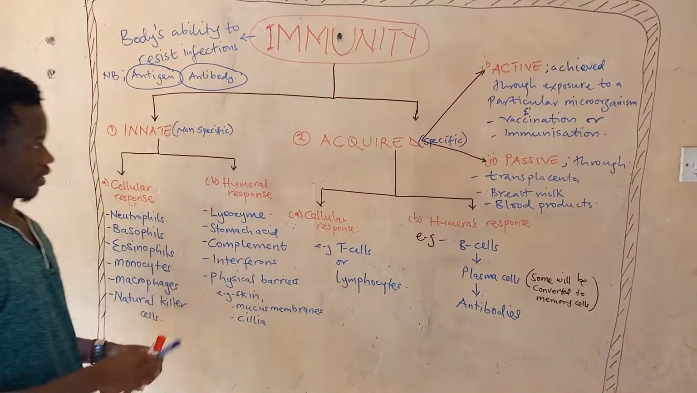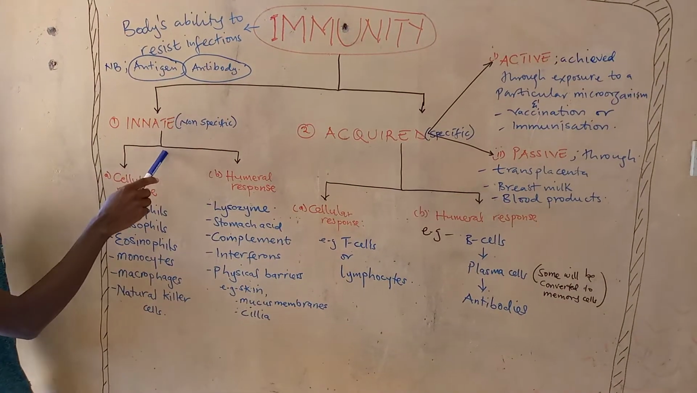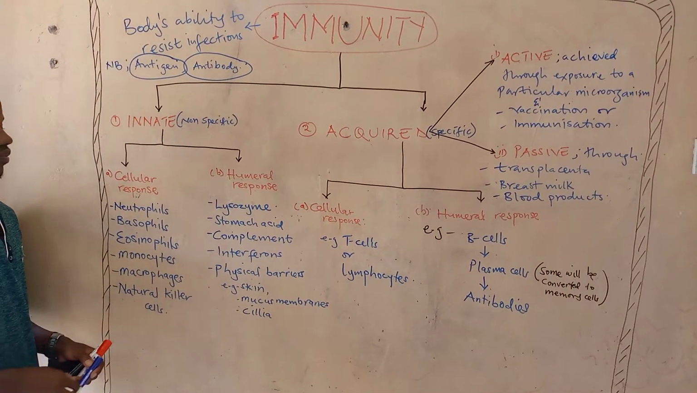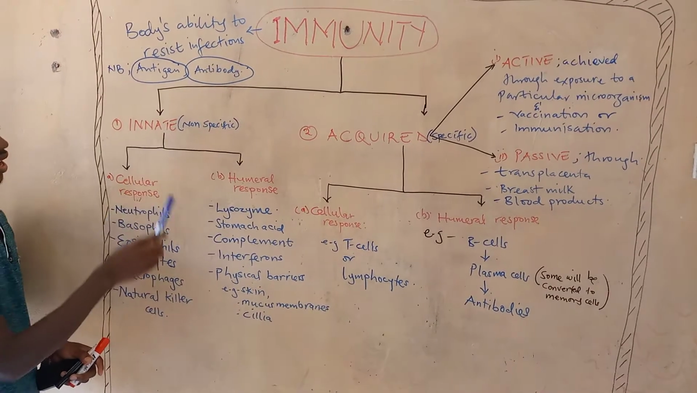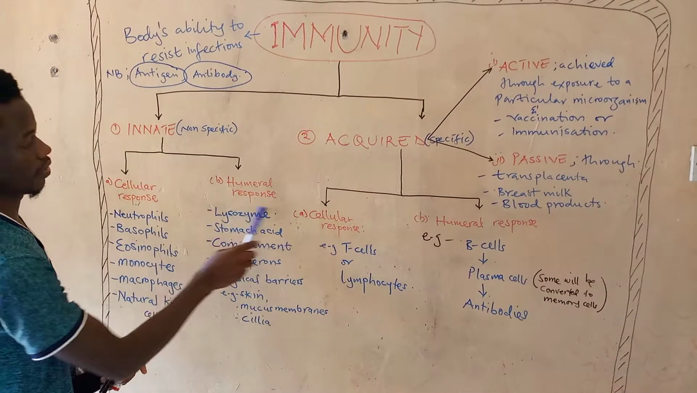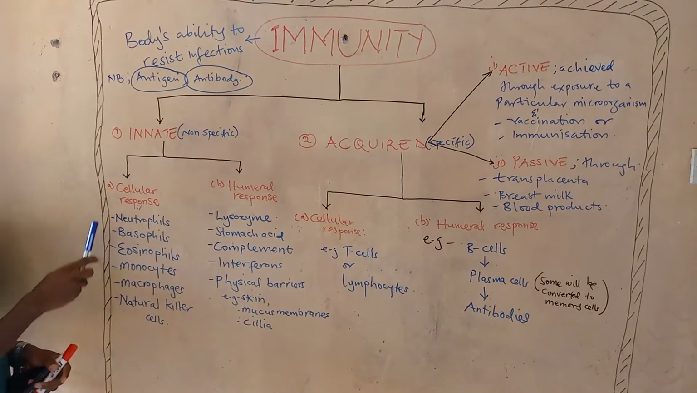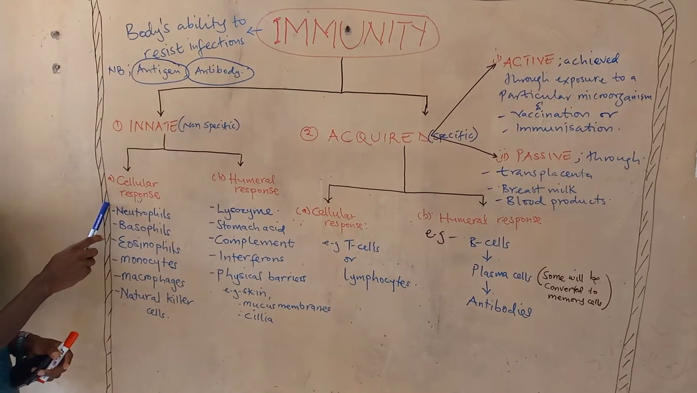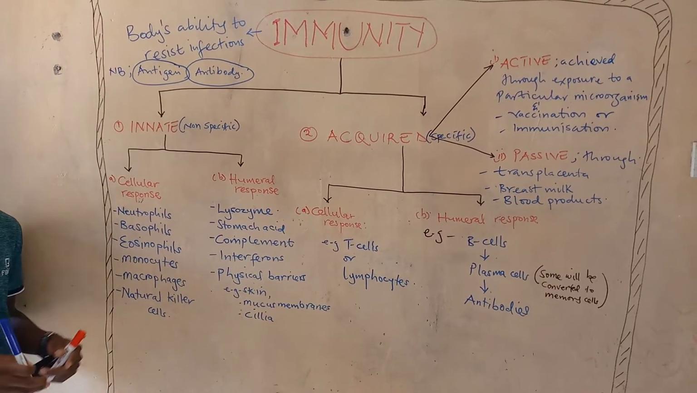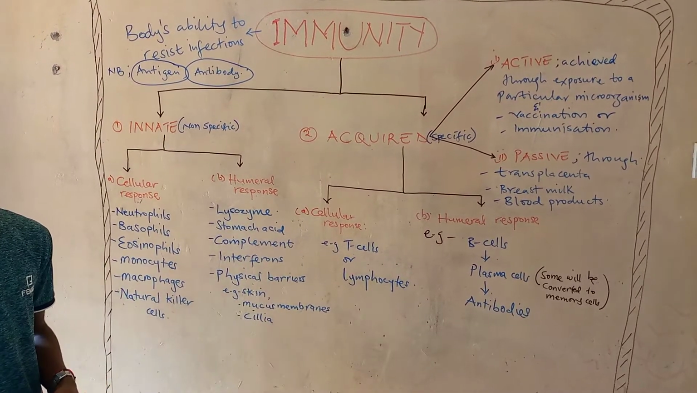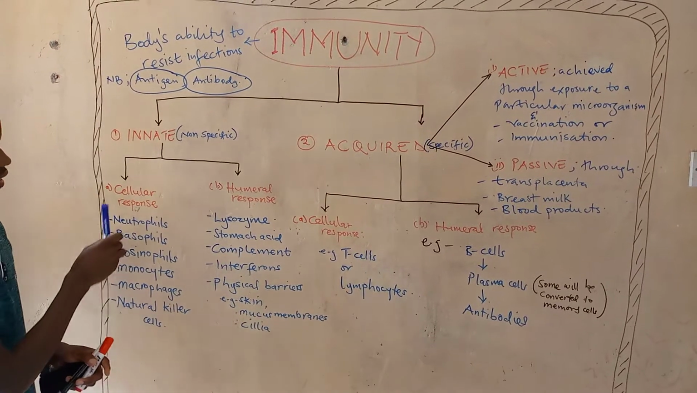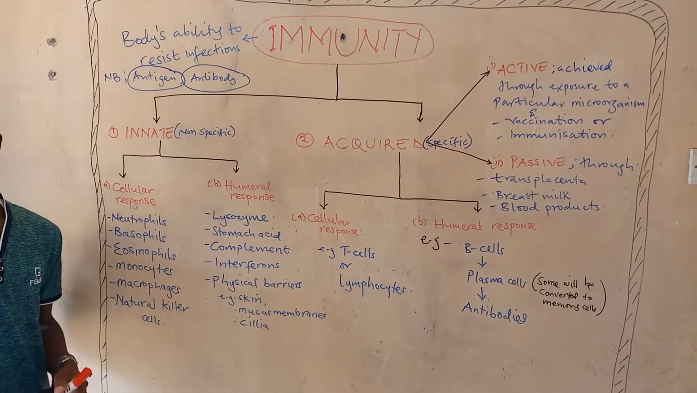But now we are first going to take this route of innate immunity. Like we said, innate, we are born with it. But the body achieves this through cellular response and humoral response. When we talk about cellular response, we simply mean the cell itself gets involved in the fight against infections, foreign particles or foreign bodies within our bodies. So here cellular means the cell itself.